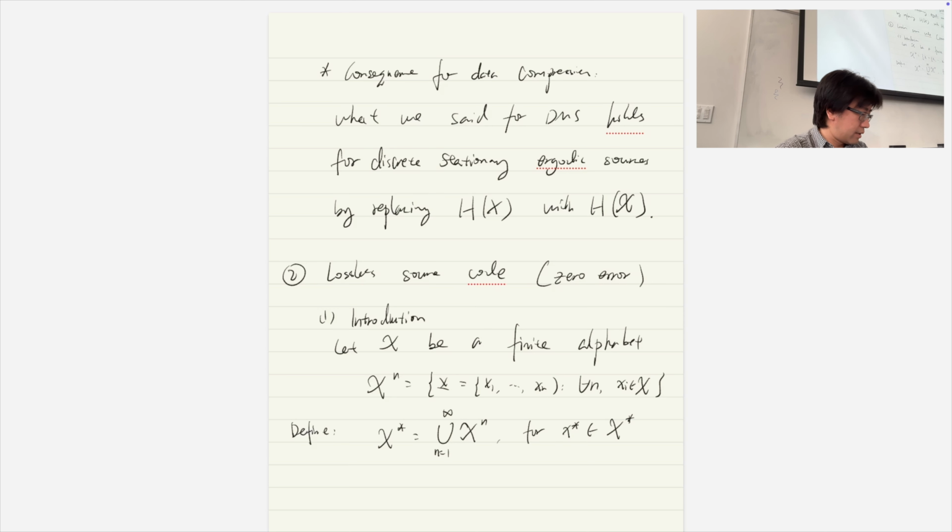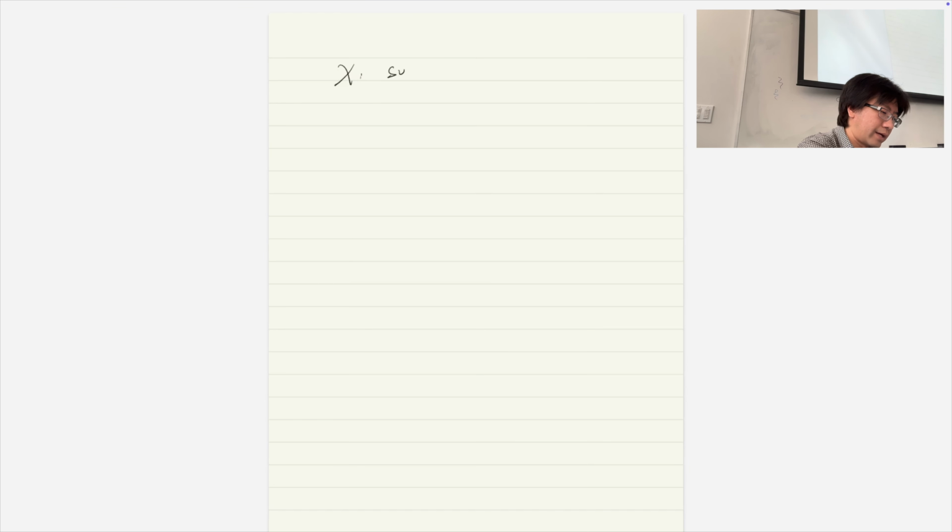Very good. And similarly, we are going to have a code alphabet like this. We let L(x*) be the length of x*. We now see that X is our source alphabet, and Y is our code alphabet. So this is the same as before. Okay, and we say we have a source code.